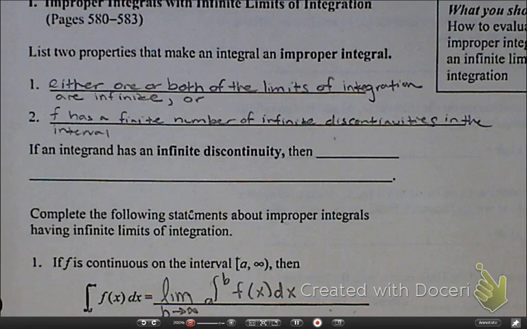For the next piece, if an integrand has an infinite discontinuity, then, like I said in yesterday's video, I'm not quite sure what that fill-in is yet, so we can leave that fill-in blank for right now.